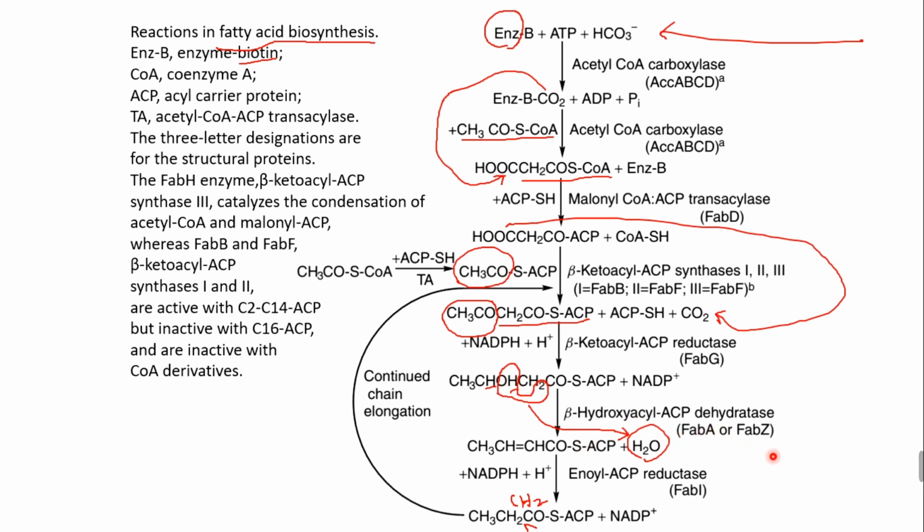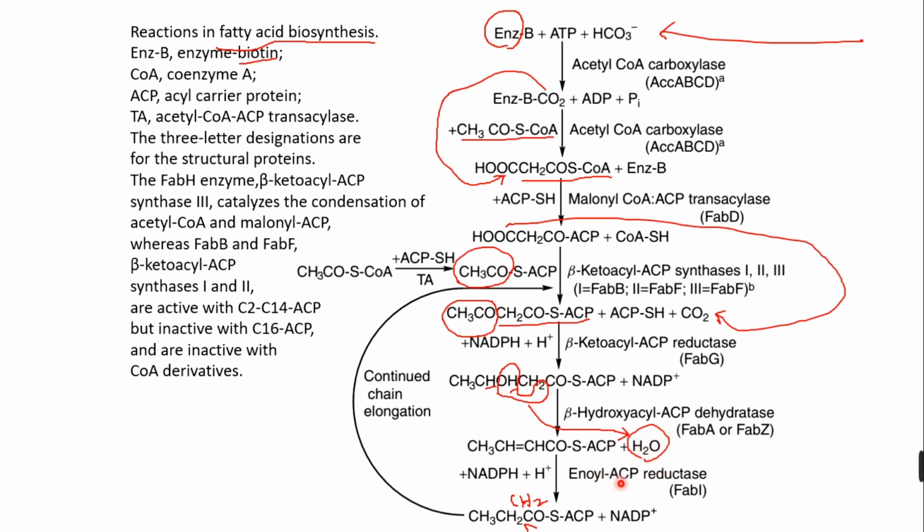The next one is beta-hydroxyacyl ACP dehydratase. Dehydratase means the removal of water. That is the OH of this portion and one hydrogen from the CH2. So H2O is liberated, and the remaining fragment is CH3, CH, and a double bond, because carbon has valency 4. This is a double bond: CH3-CH=CH-CO-S-ACP. And a water molecule is liberated.